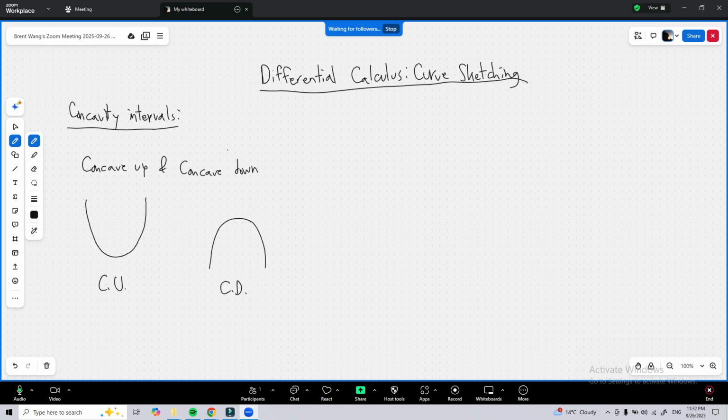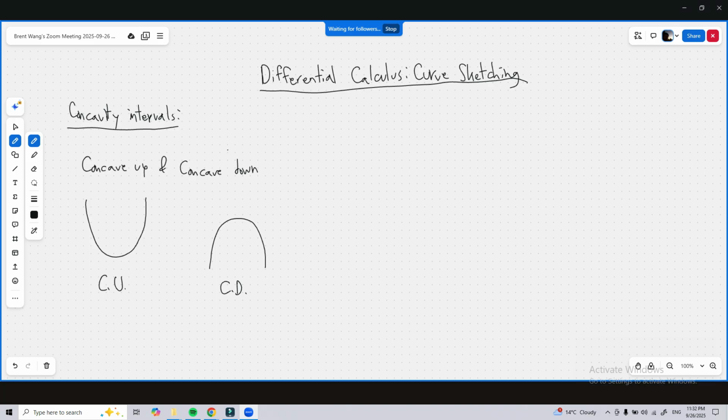To know what the concavity of a function is, you need to consider the second derivative. And I'm going to introduce a new term called inflection points.